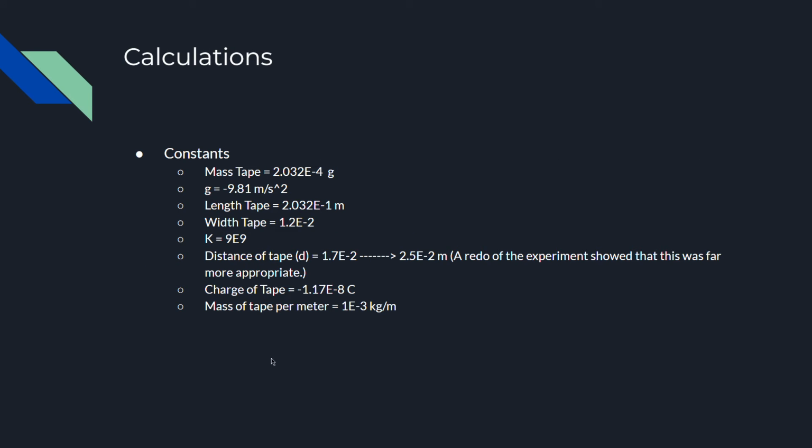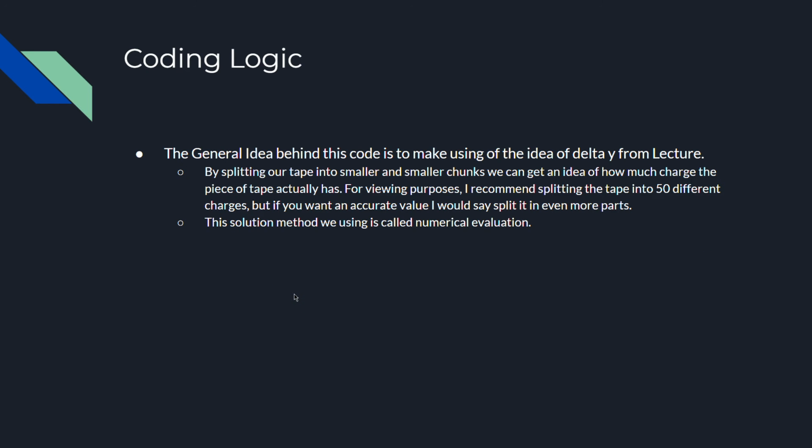So here are our constants. Our constants are for the most part the same, except for the added mass of the tape per meter, and the charge of the tape, because we solved for this in the previous lab. And there's a typo right there. It should be positive.